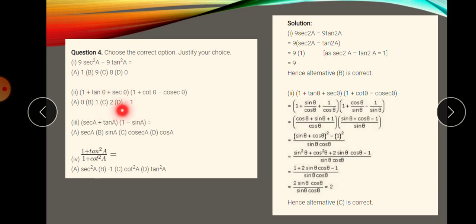Next: 1 plus tan theta plus secant theta, over 1 plus cot theta minus cosecant theta. So now convert this, mostly in terms of sine and cos. Then it will be easy to do the sum.